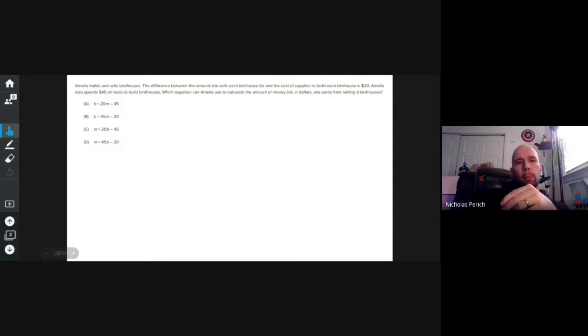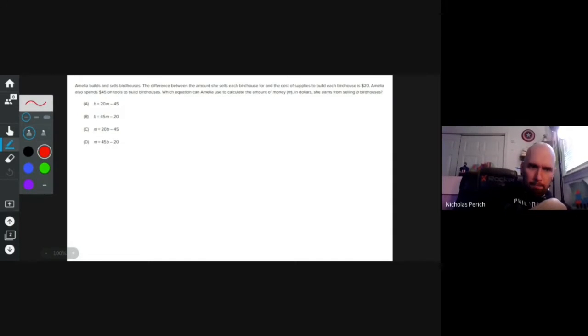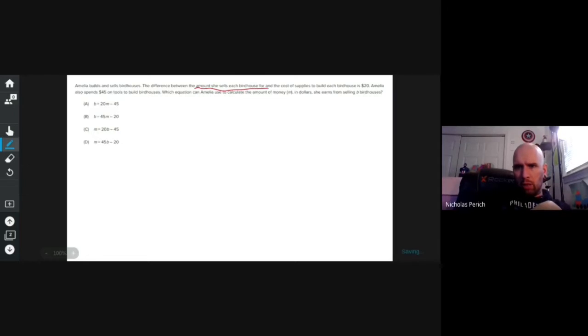Our friend Amelia builds and sells birdhouses. The difference between the amount she sells each birdhouse for and the cost of supplies to build each birdhouse is $20. Amelia also spends $45 on tools to build birdhouses. So even this problem is worded terribly. This one, the amount she sells and the amount she gets is 20. That means she makes $20 per birdhouse, right?